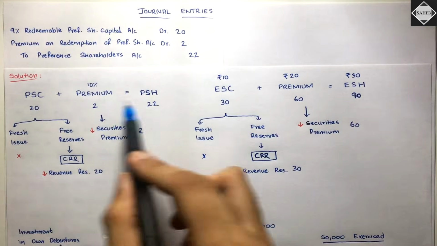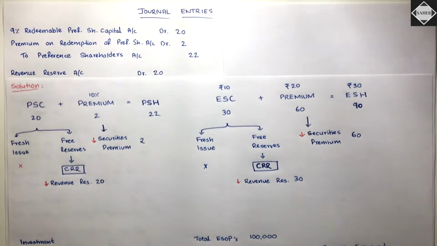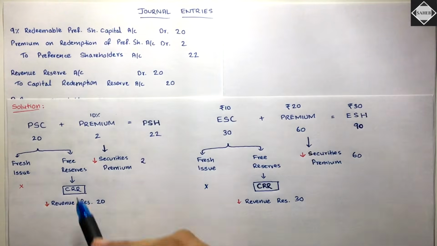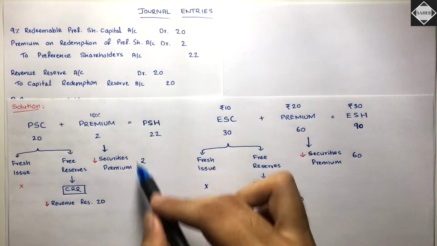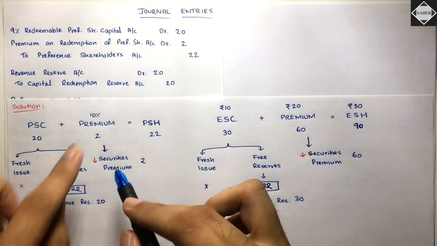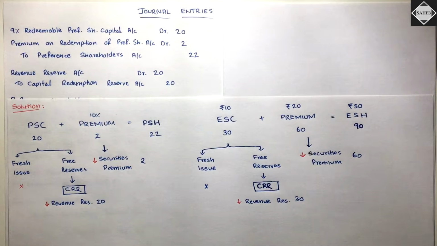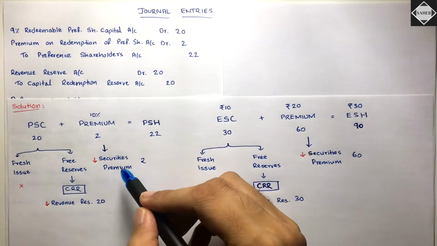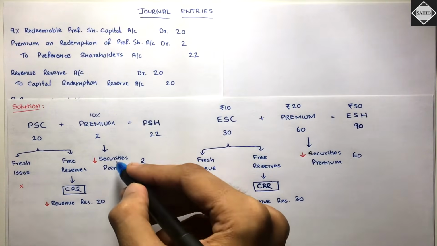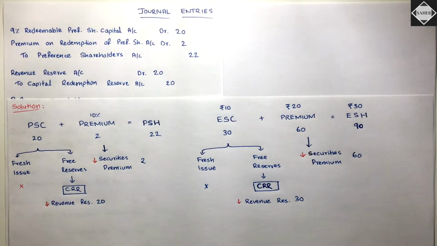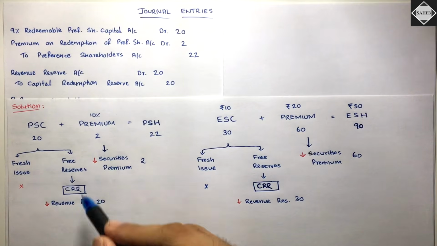Fine. So that's the first due entry. And then the second entry is creation of CRR. Normally we pass this entry, but this entry will pass at last after the ESOP entry, because we don't have enough securities premium balance. That's why we'll be passing this entry at last. Okay, so now let's just pass the entry of creation of CRR.